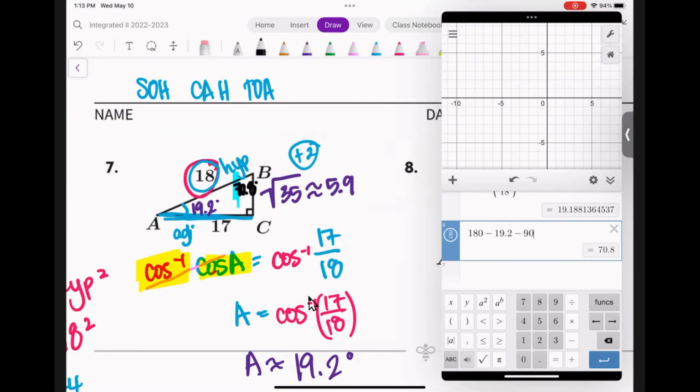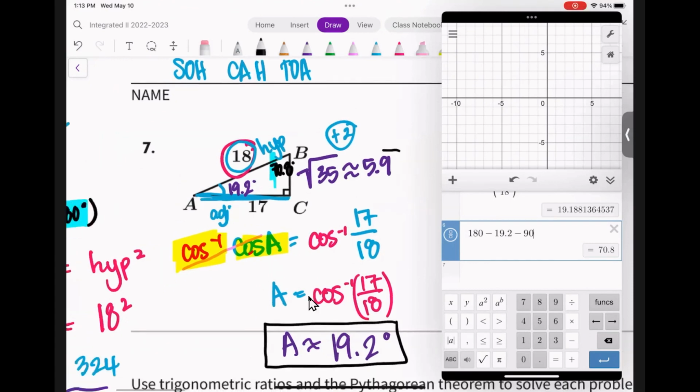Okay. And there's my answers. So here I got A, I got this side here, and I'll just write B equals 70.8 degrees.